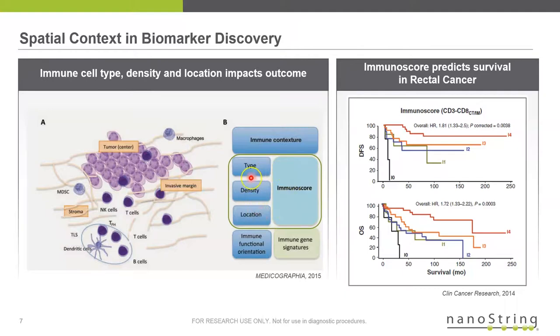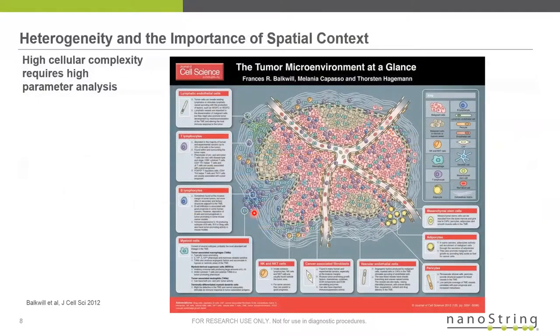So they integrate the data, the types of cells, the density of cells, and the location, and that computes an Immunoscore. What the graph on the right shows is that patients with tumors with a higher Immunoscore have better prognosis regarding disease-free survival and overall survival. So location matters.